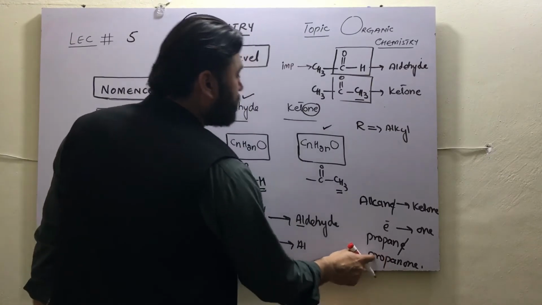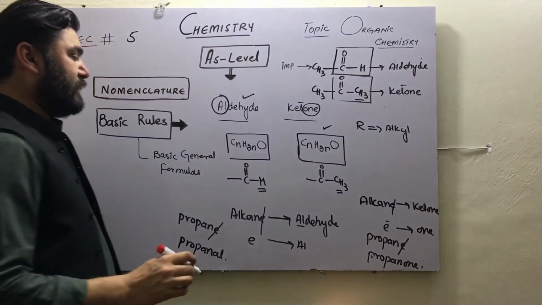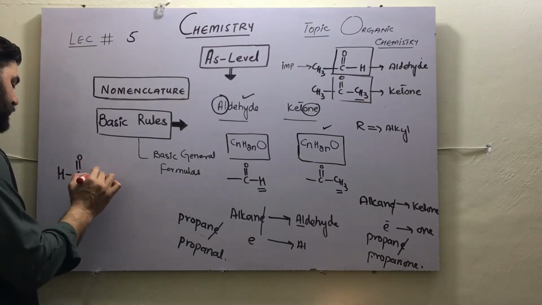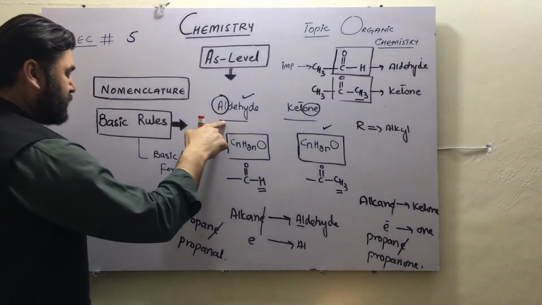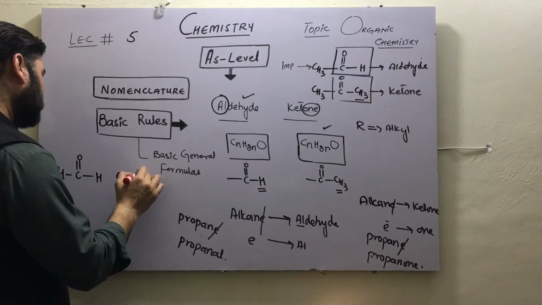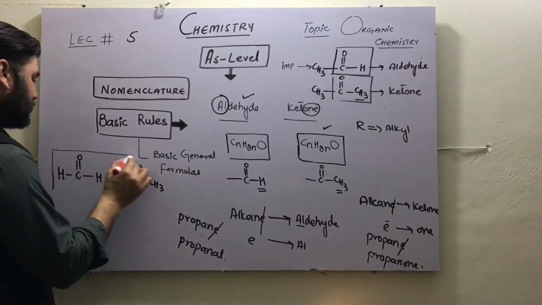Propanone is the first member of ketone, and methanal is the first member of aldehyde. So let me write CH3, C double bond. This is the first member of aldehyde, and ketone has the first member CH3, C double bond O, CH3. This is another most important difference.